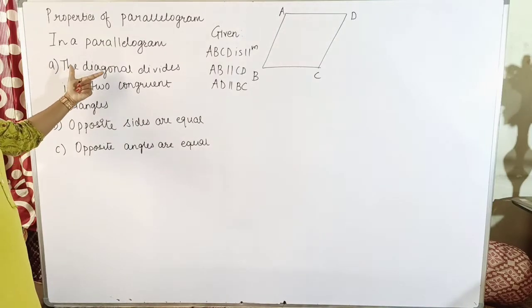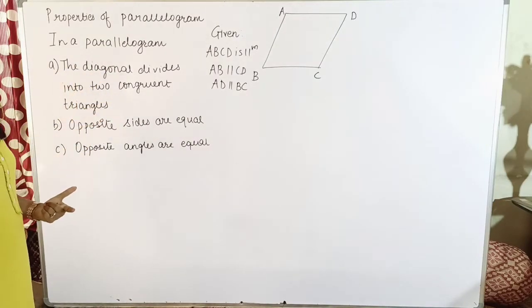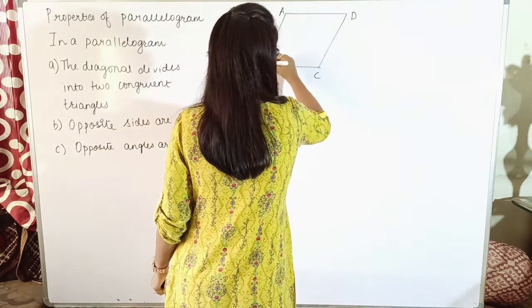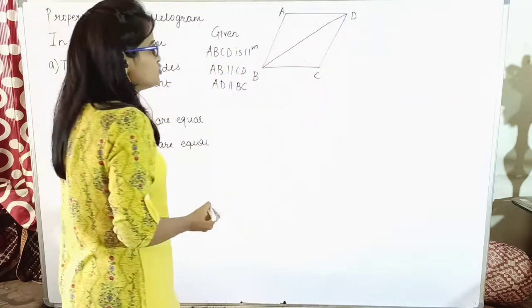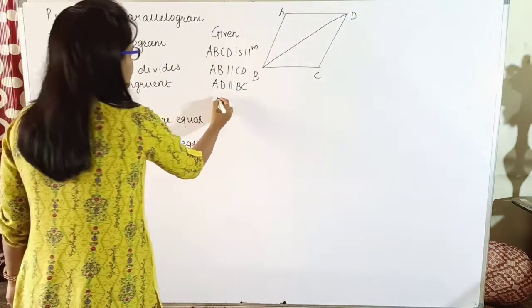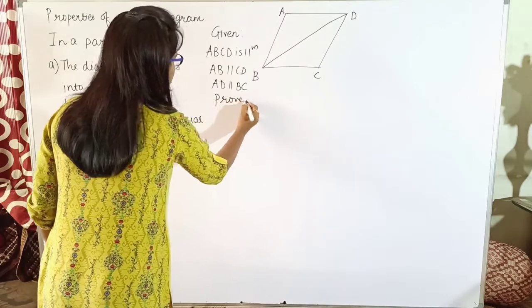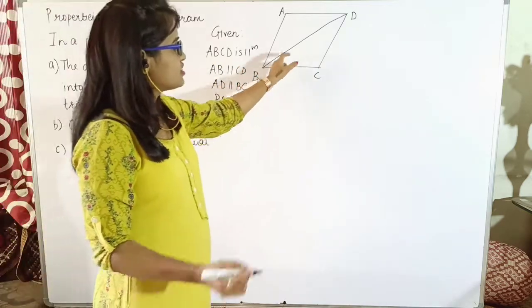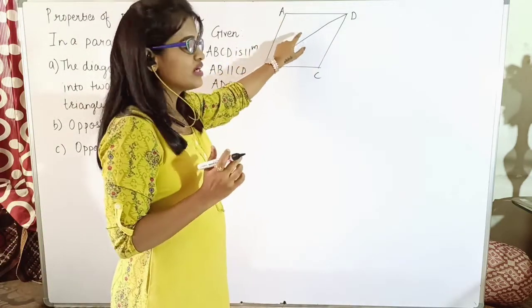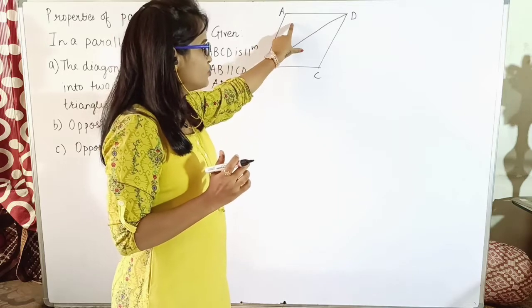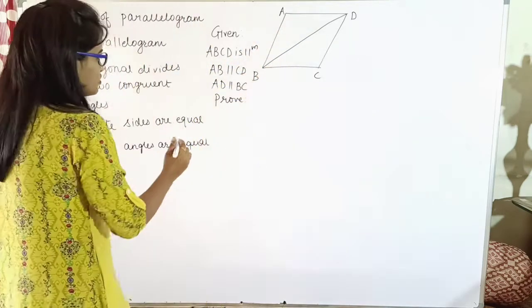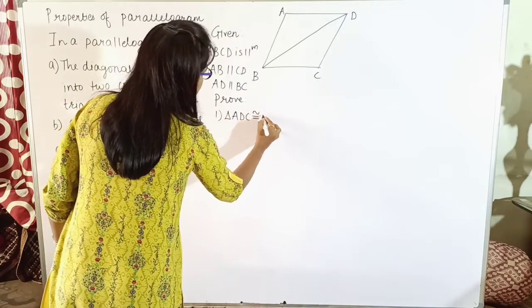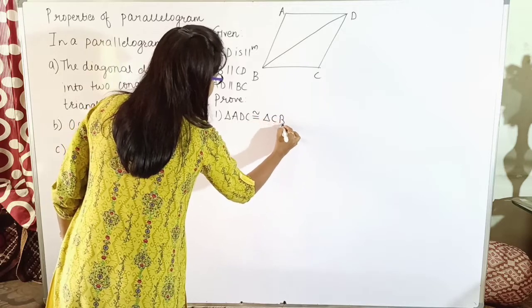If it is a parallelogram, the diagonal divides it into two congruent triangles. So any diagonal you could take. Okay, so for that let us join one diagonal. So suppose I'm joining BD. So what will be your proof or prove that the diagonal divides it into two congruent triangles. So whenever you are drawing the diagonal, as you can see, the parallelogram gets divided into two triangles and you have to prove that these two triangles are congruent. So my first proof would be triangle ADC is congruent to triangle CBD.